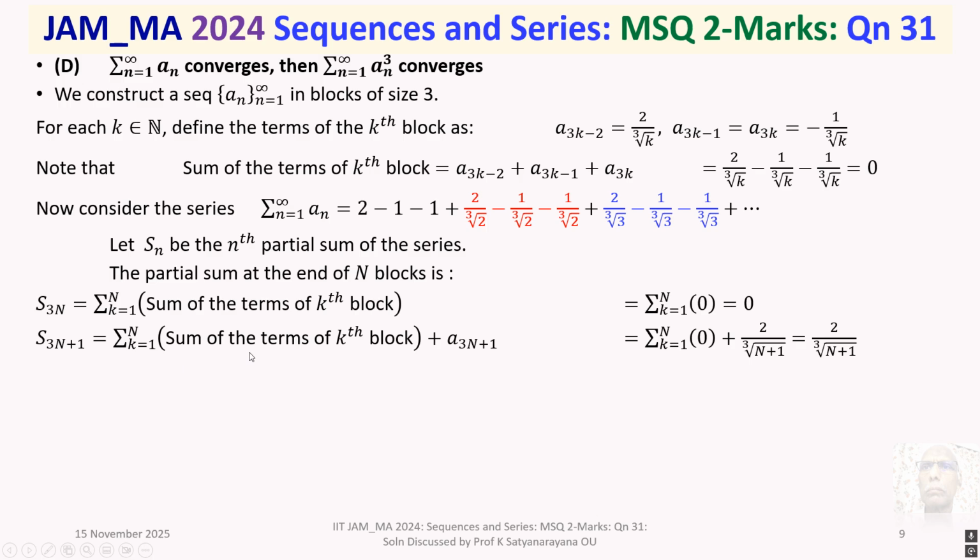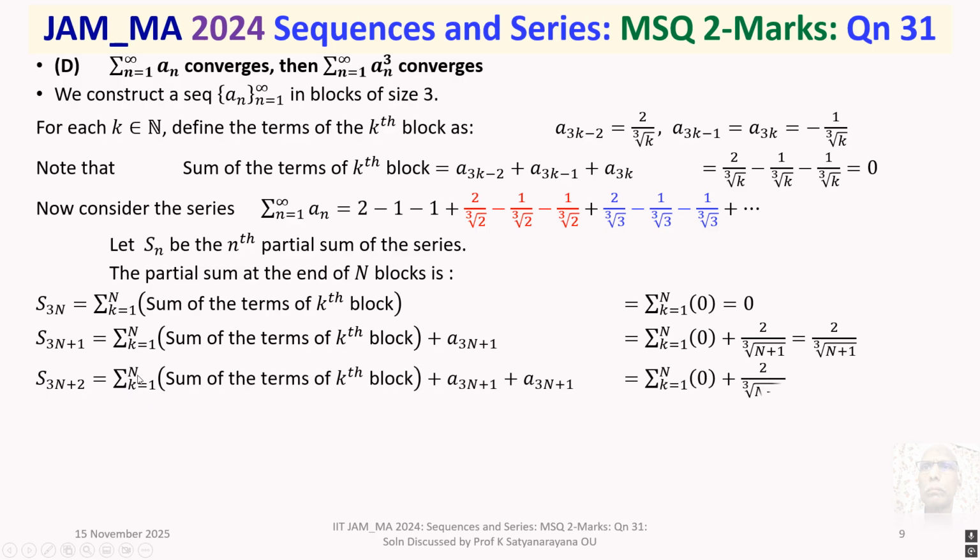So the sum of the n blocks is 0, plus the next term, which is 2 by cubed root of n plus 1. The next term after 3n plus 1 will come. So this is 2 by cubed root of n plus 1. Now a_{3n+2}: the first n blocks cover 3n elements.